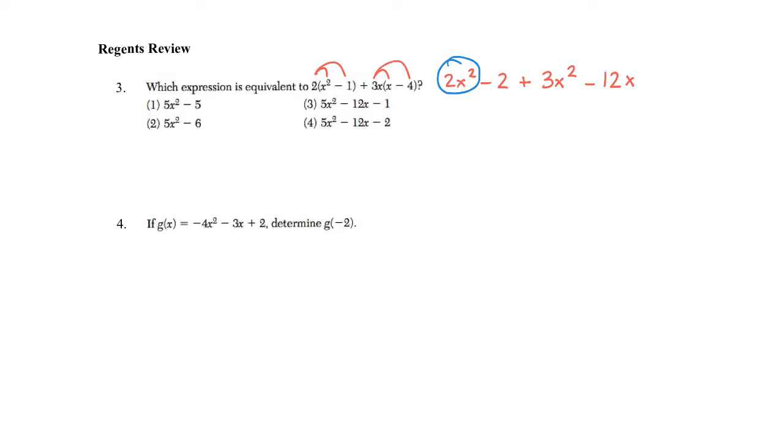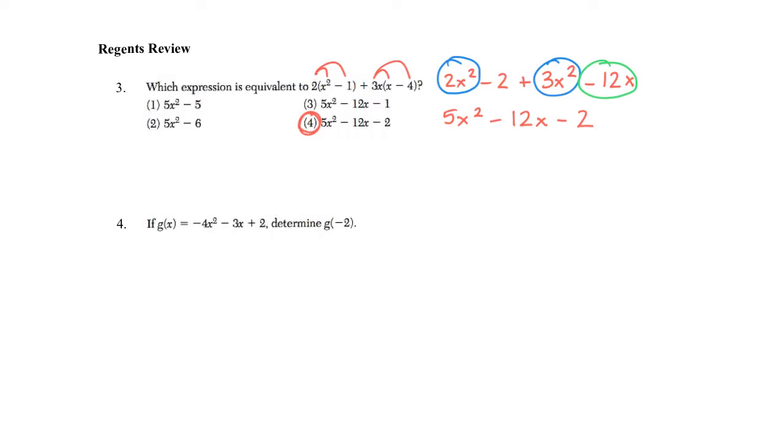I have a 2x squared and a 3x squared. Remember, like terms is same variable, same exponent. And then we're just going to combine those, which means add. So 2x squared plus 3x squared is 5x squared. I notice that I got a negative 12x here. He doesn't have anybody in common with him, so he's just coming down, and the negative 2 also has nobody in common. So there's my final answer, 5x squared minus 12x minus 2.